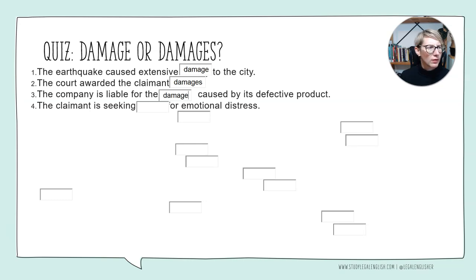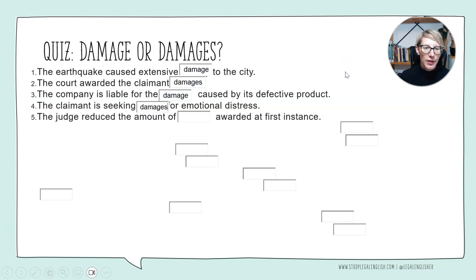The claimant is seeking blank for emotional distress. My presentation doesn't show the first letter, the box is too big. So they're seeking, they're looking for, they're actively trying to get something for suffering a problem. So, of course, you're probably not going to look for damage. You're not going to look for harm or try to get harm, but you would try to get monetary compensation. The answer is damages. Let's look at the next one.